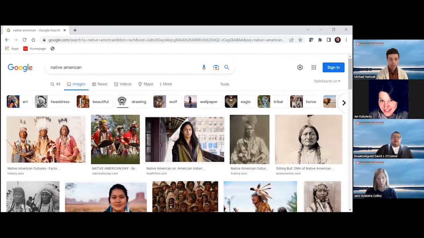So imagery plays a big part, folks, in how we form identities of people sometimes. Now remember, folks, this is off an algorithm. So this is what we as individuals, every single day, will type in to try to find these images. And most interesting, when I look at the words above here, you have things like art, headdresses, drawing, wolf, eagle, tribal, horse. Those are all descriptive words when I type in the words Native American.